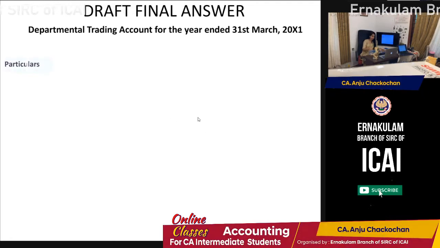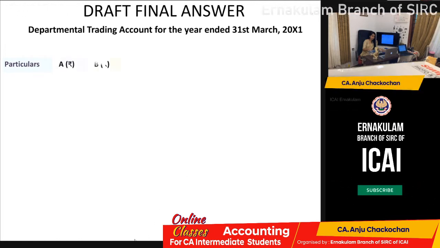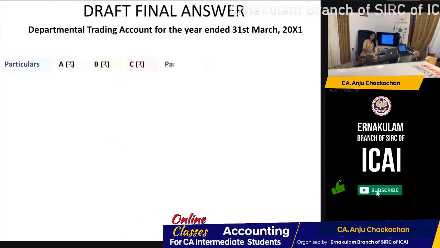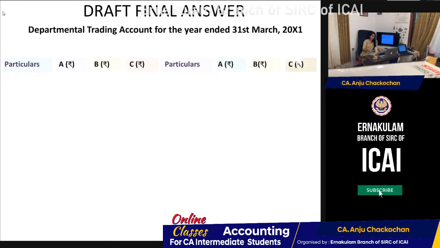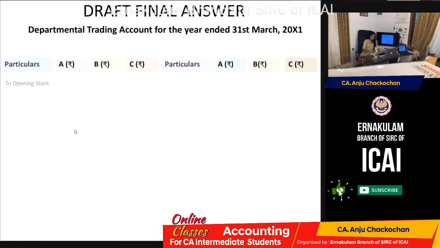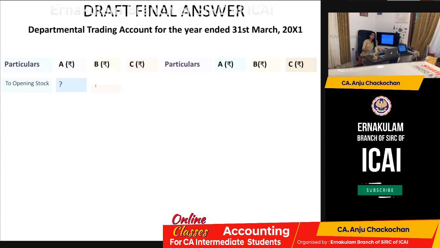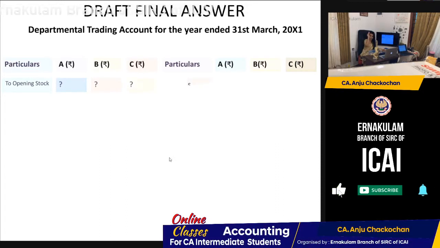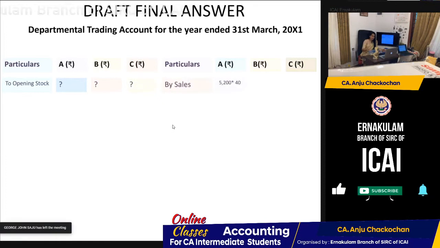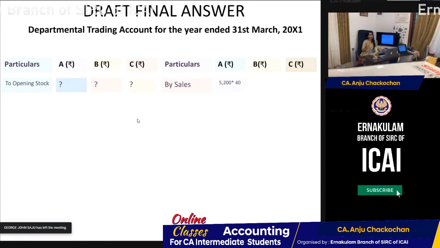So for the departmental trading account, we have the particulars, and we have the different departments coming in, department A, B, and C. We have another particulars column, the credit side of it, and three columns A, B, and C. Over to the opening stock: see, the opening stock is not given. We'll have to compute it for all the three departments. So I have written it as a question mark. And the sales figure: see, both the unit and the rate are also given.